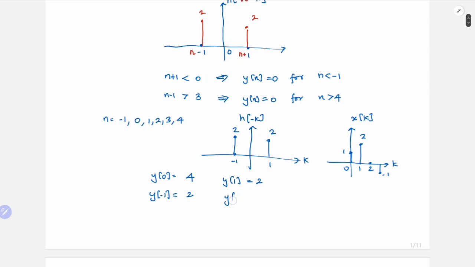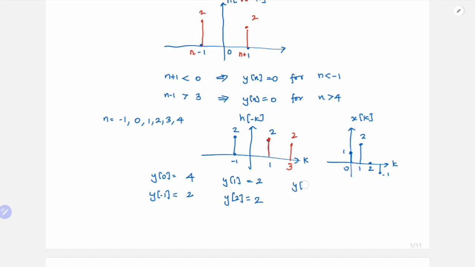And what about your y of 2? For y of 2, you have to push this to the right by 2 units. You'll get 2 and 2 at 1 and 3. So what overlap will you have? At 1 you will have 2 into 2, plus at 3 you will have 2 into minus 1. So you'll have 4 minus 2 equal to 2. So your y of 2 is also 2.